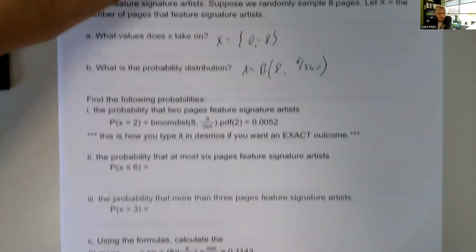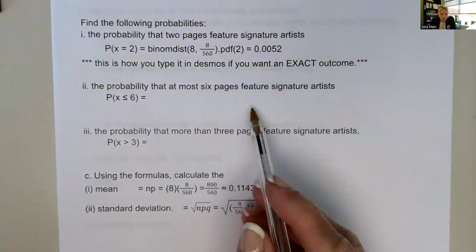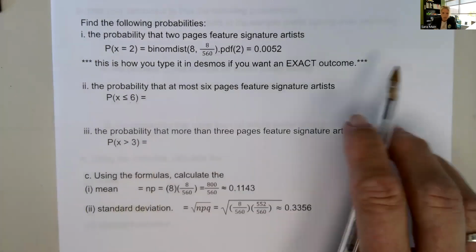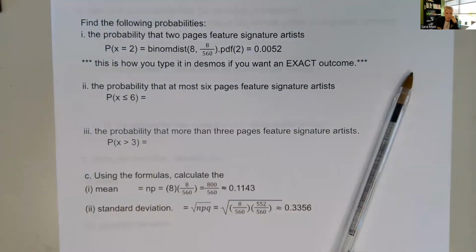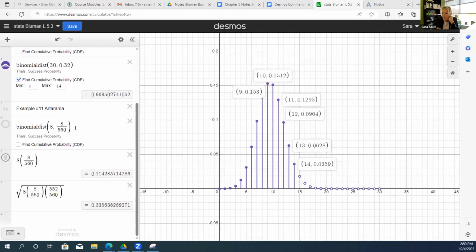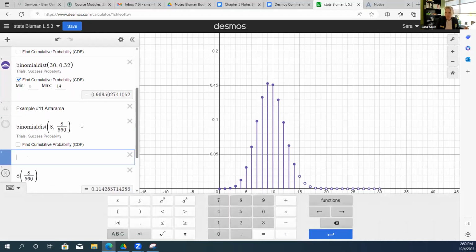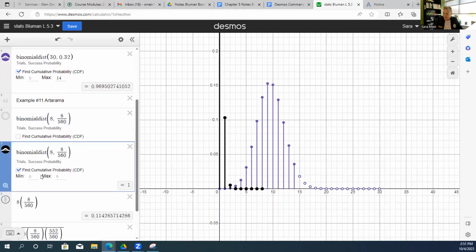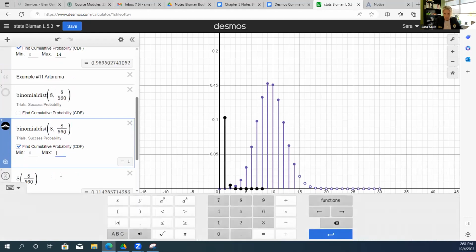What about number 2? It says the probability that at most 6 pages feature signature artists. So that's less than or equal to 6. So I'm going to show you in Desmos what that looks like. So in Desmos, I'm going to copy this. And I'm going to click on the cumulative because it said at most 6. So I'm going to go from 0 to 6.